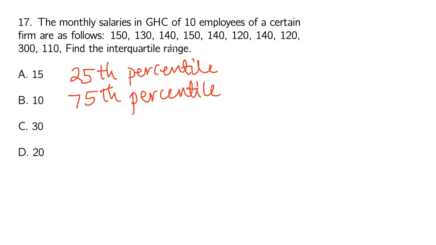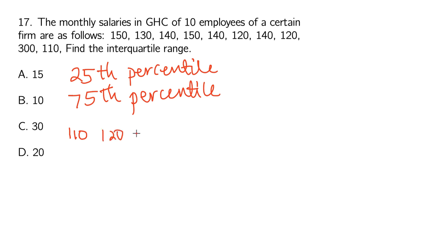First, we need to arrange these numbers in order: ascending order or descending order. So let's do ascending order. The smallest is 110, so 1 1 0. Then the next, we have some 120.